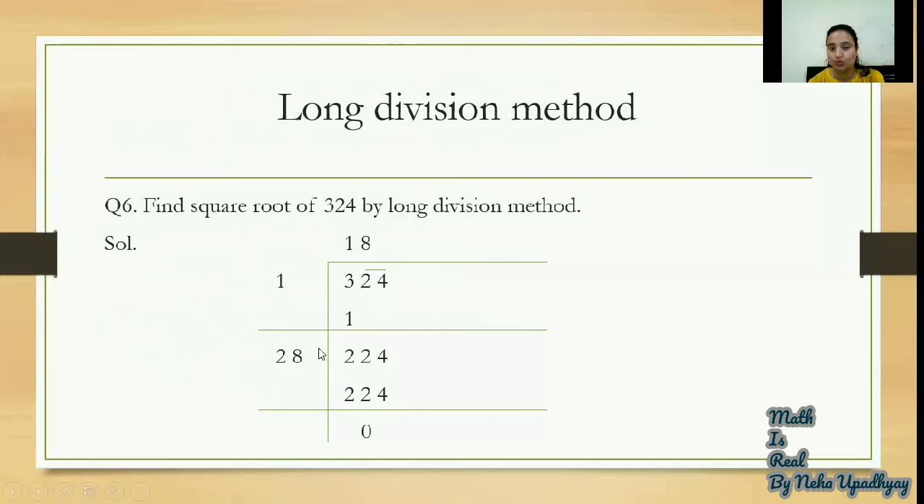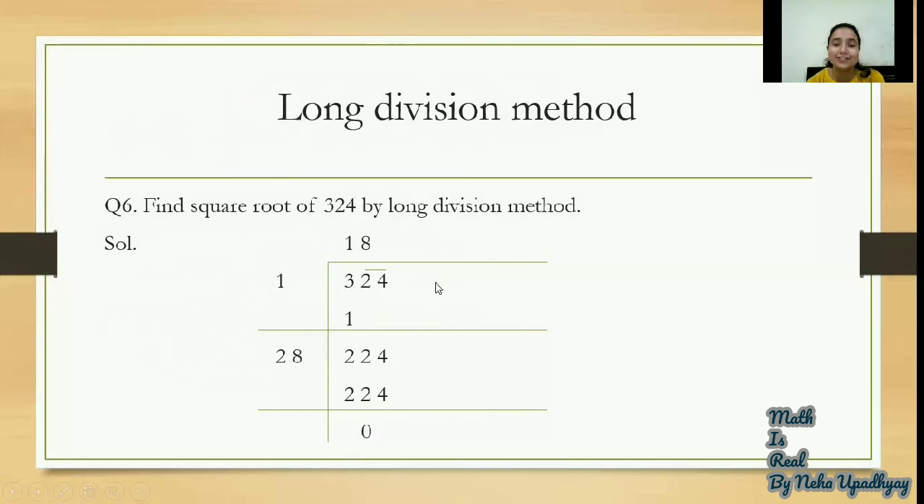Let's see if we keep 8 here and then we multiply 28 by 8. I have done the rough work. 8 eights are 64, 6 carry, 8 twos are 16 plus 6 gives me 224. So the same number we have to write. 8 here, multiply them. You should get either the exact number or a number lesser than this. So luckily we found the exact number. So 18 is the square root of 324.